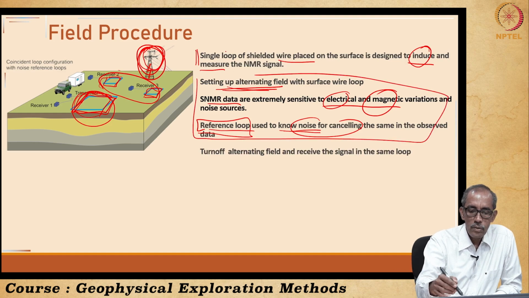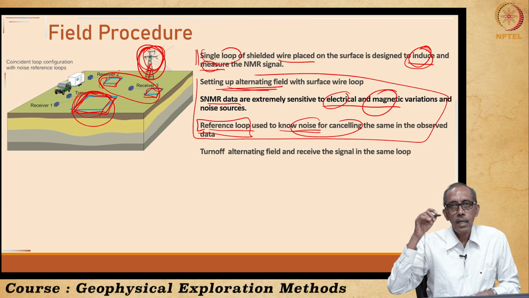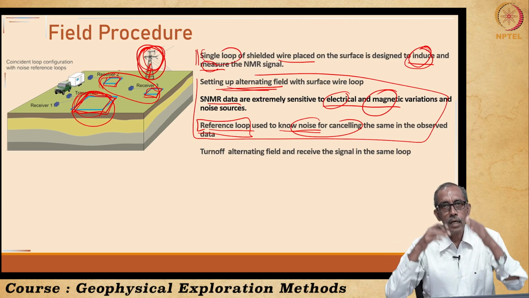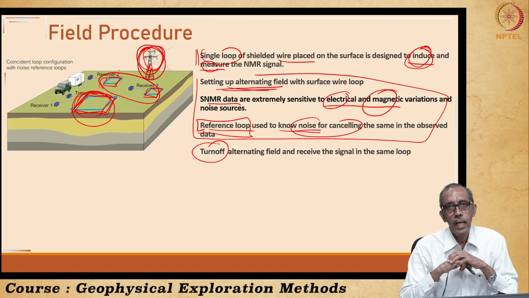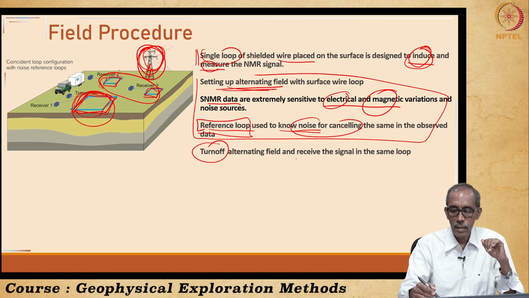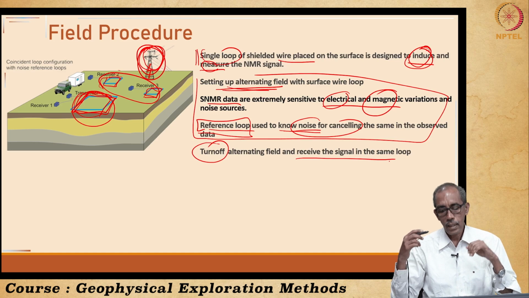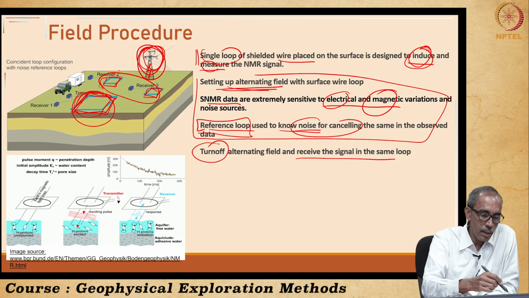Now, what we have seen, we use a single loop that is capable of inducing as well as receiving. Since the protons will obviously be aligned according to the Earth's magnetic field, now we are going to turn off the alternating magnetic field which we are creating. After turning off, we are receiving the signal in the same loop. We have seen this already, in the same loop. So, this is what is happening.